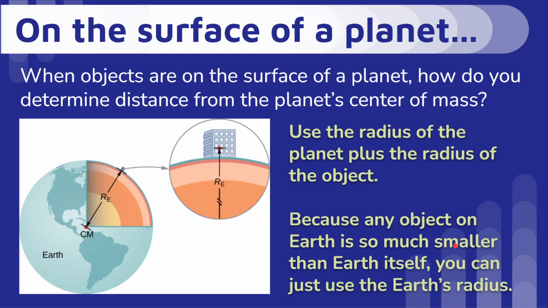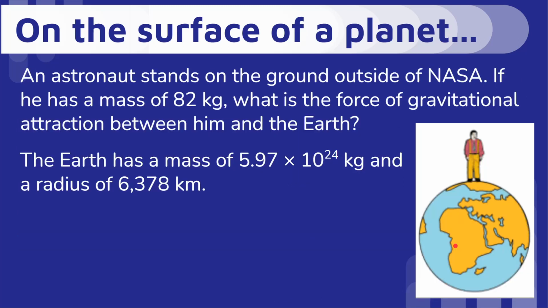Okay, so whenever you're actually trying to solve this for something on the surface of the planet, this is obviously not drawn to scale, otherwise we'd have a problem, because that's a really giant man. But it says an astronaut stands on the ground outside of NASA. If he has a mass of 82 kilograms, what is the force of gravitational attraction between him and the Earth? The Earth has a mass of 5.97 times 10 to the 24th kilograms and a radius of 6,378 kilometers. So we have some values, we have an equation, we can go ahead and start plugging these in.